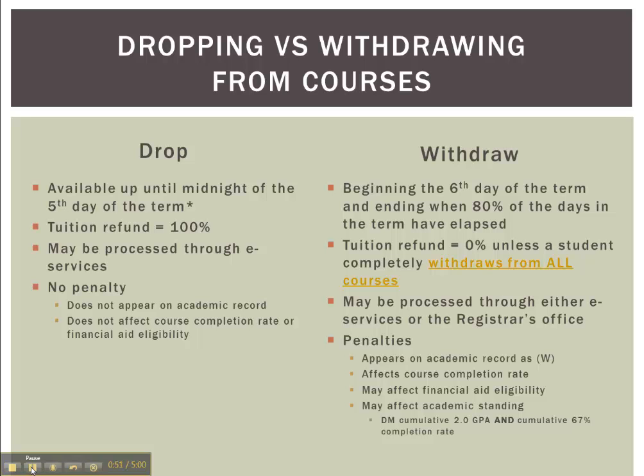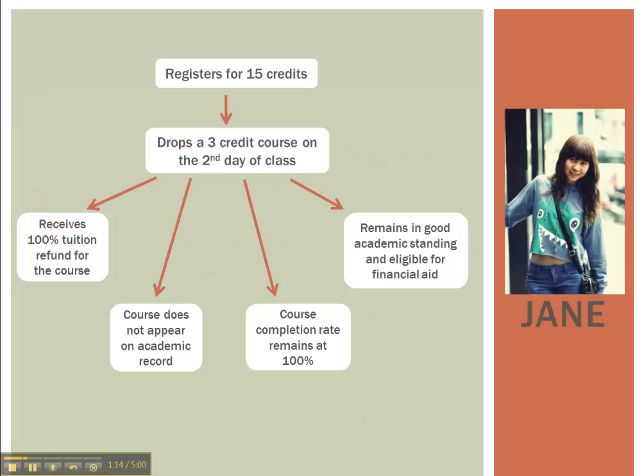Please note here that Distance Minnesota requires that all students maintain a 2.0 cumulative GPA and a cumulative 67% course completion rate. This is why withdrawals are important. If a student withdraws from enough courses to drop his or her completion rate below 67%, he or she will be placed on academic and/or financial warning or probation. So let's take a look at a couple examples to see how this might affect your record.